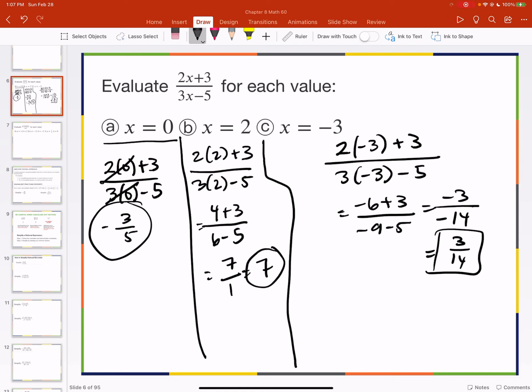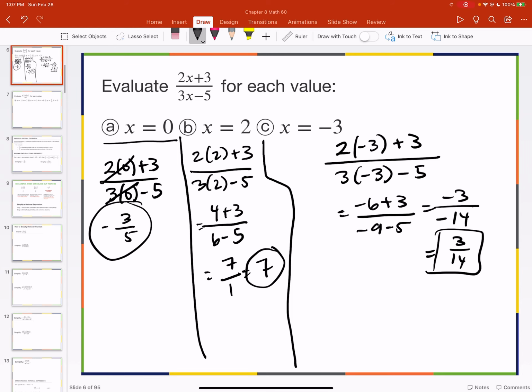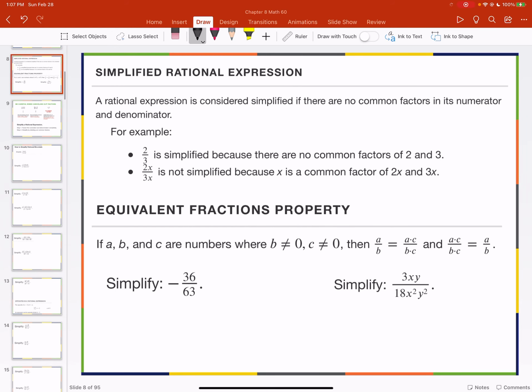All right, let's talk about simplifying rational expressions. A rational expression is considered simplified if there are no common factors in the numerator and the denominator. For example, 2 over 3 is simplified because there are no common factors of 2 and 3. 2x over 3x is not simplified because x is a common factor of 2x and 3x.